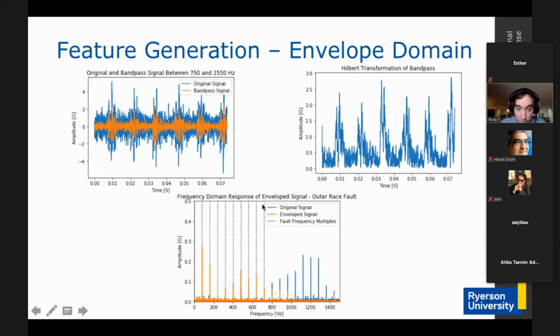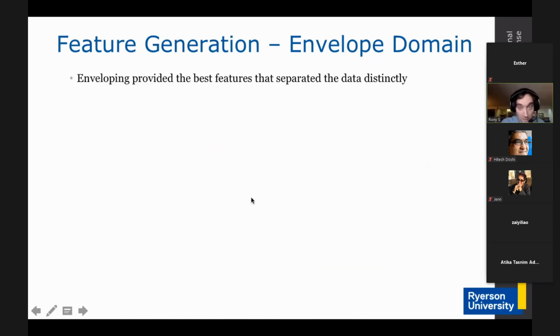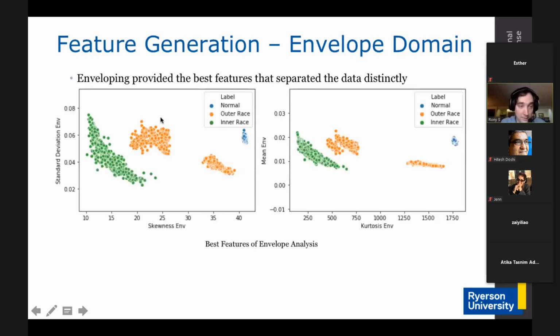And if we apply the feature generation onto this resulting enveloped signal, we actually get the best results from that data. And so this is an example of those enveloped features where the data is very clearly separated from each other. So normal is completely separated from outer race, unlike what the previous set of features had.